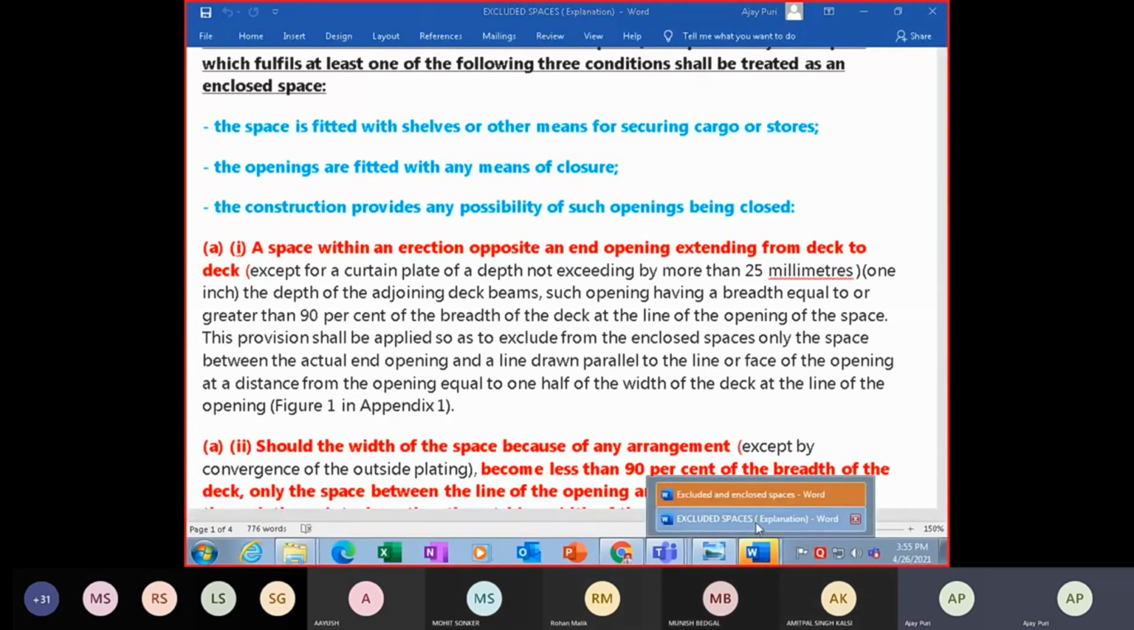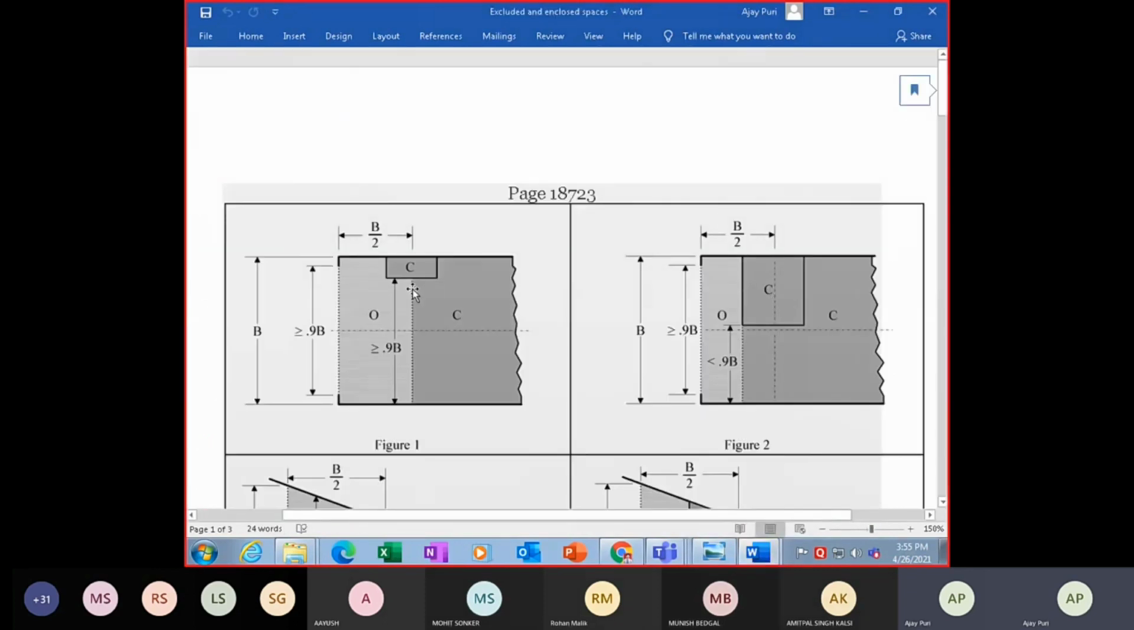This is your diagram here. This was the space, and this O is not included and C is included for enclosed space.